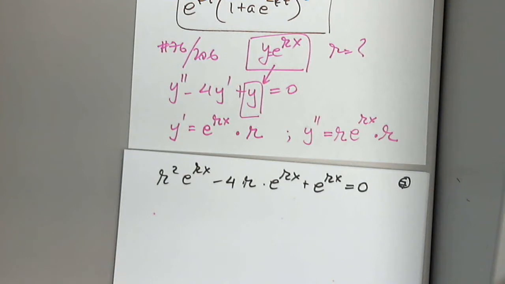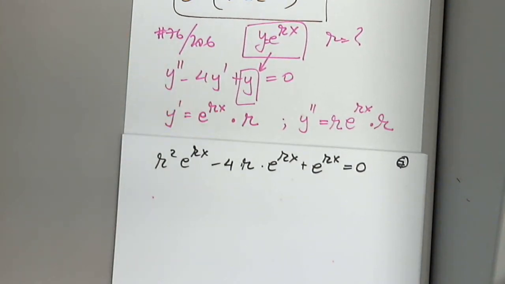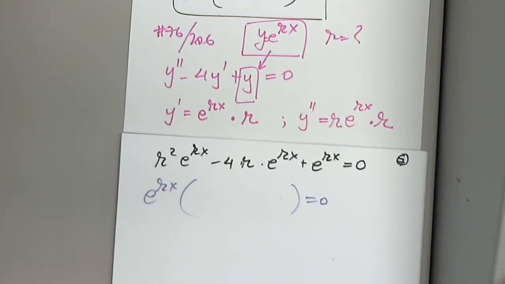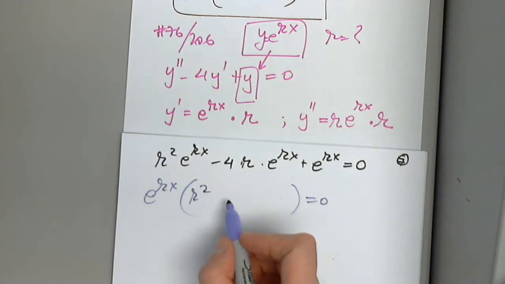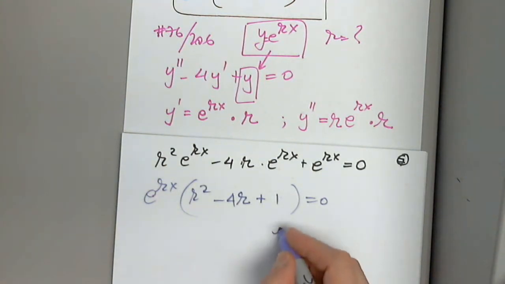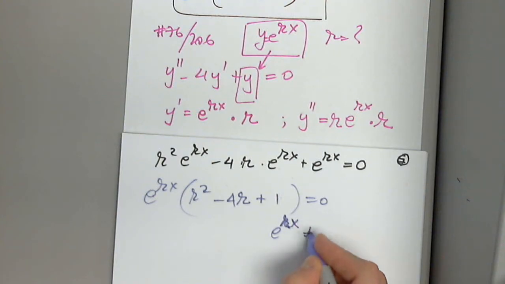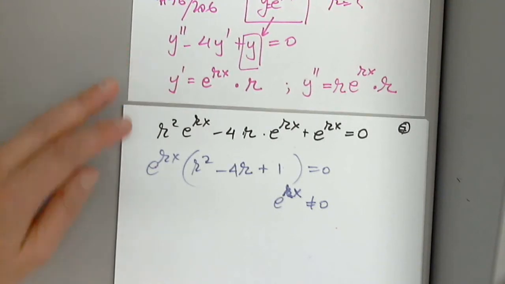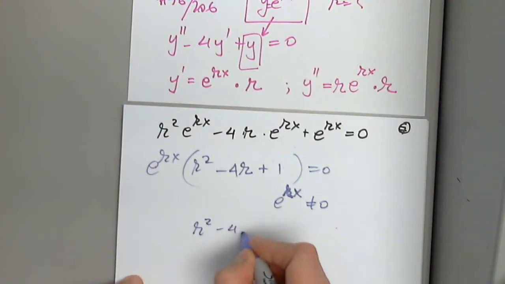Good, so now, since you know me already, what do you think I'm going to do next? Of course, factor out e to Rx, and what is left in parentheses? R squared minus 4R plus 1. Exactly. e to Rx will never be 0, ever, for any power other than negative infinity. So this will never be 0. So the only option is that this is 0.